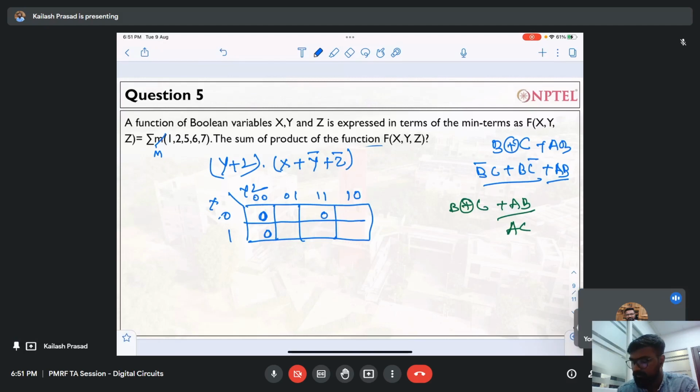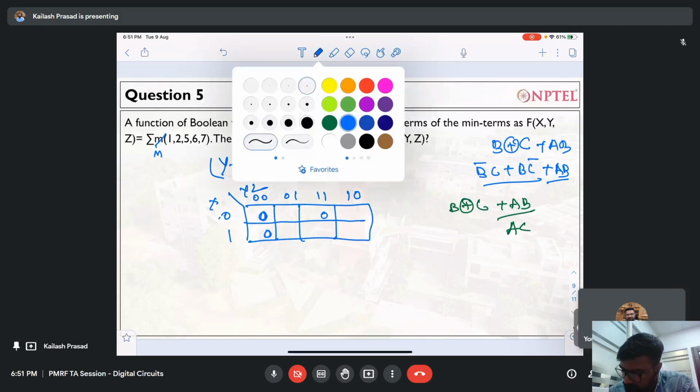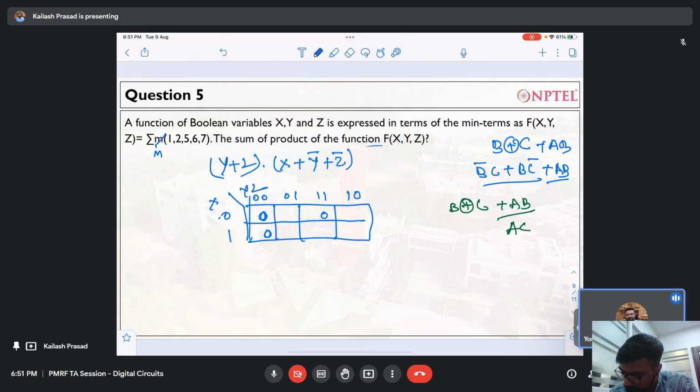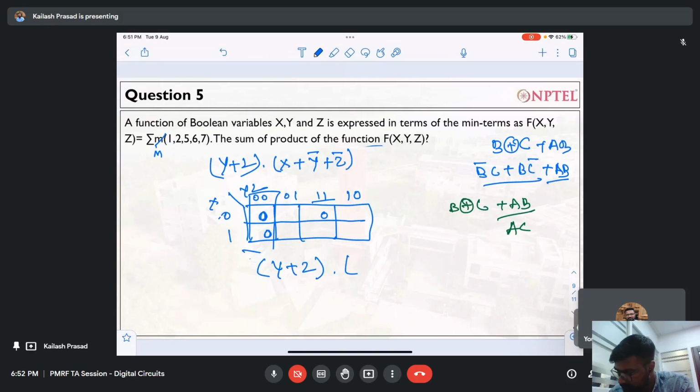Now we can combine these two, that is, we can combine the 0 and 4. Okay, let me combine this. So this will be y bar plus z bar, right? In this case, it will be y plus z. It is just opposite to the min-term evaluation, right? And this particular part is a single-number group, that is x plus y bar plus z bar.